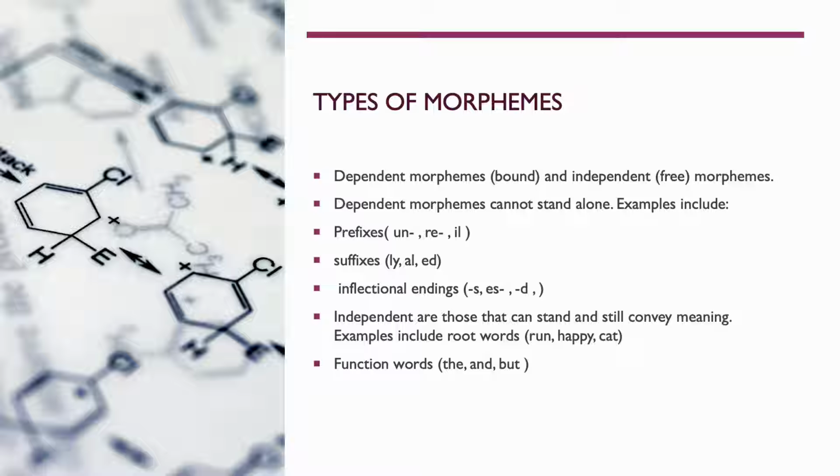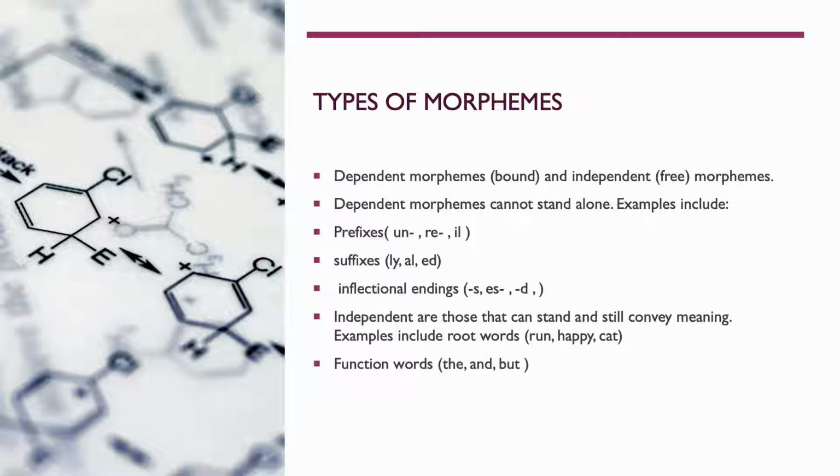You have suffixes, like ly added to a word. You have al, you have ed. So you have educational, with al added to that. That's the suffix. Then you have inflectional endings that can mark plurality. They can mark tense. So you have plural, you have singular, you have past tense forms, added to the root of the word to mark inflection.